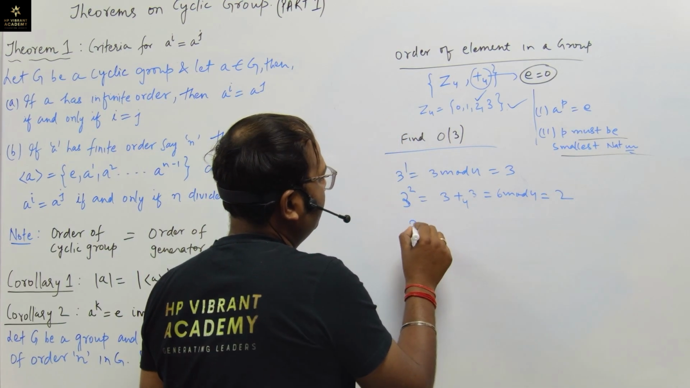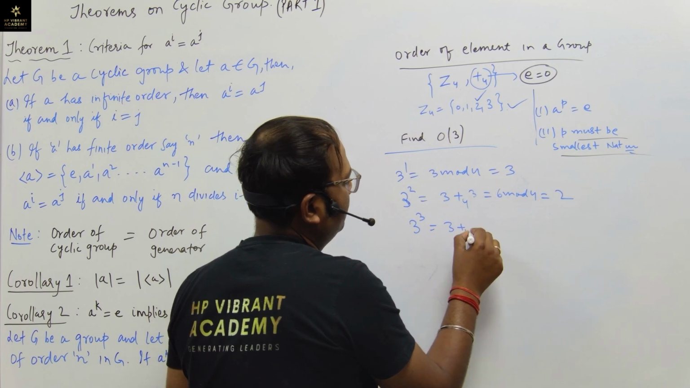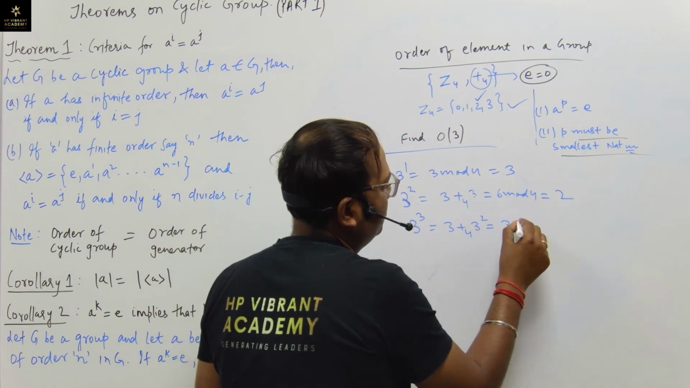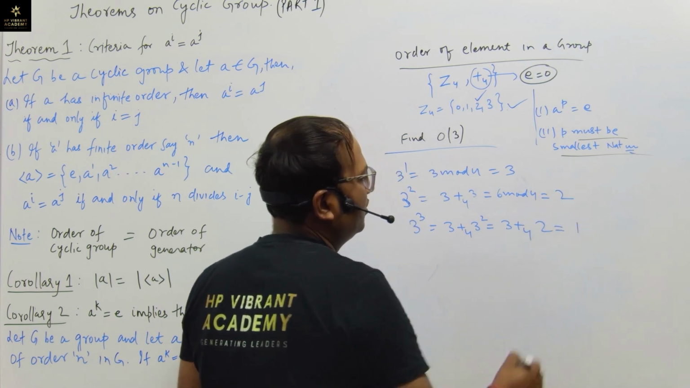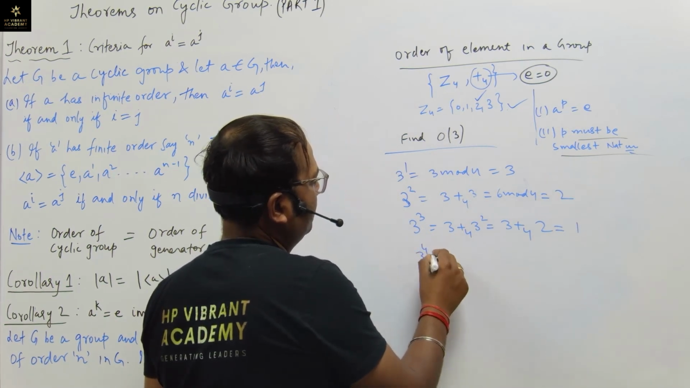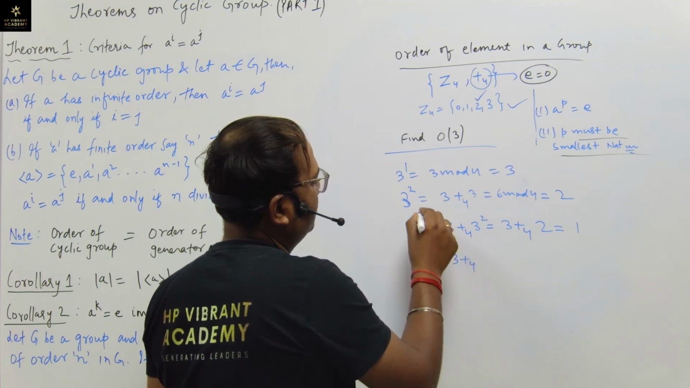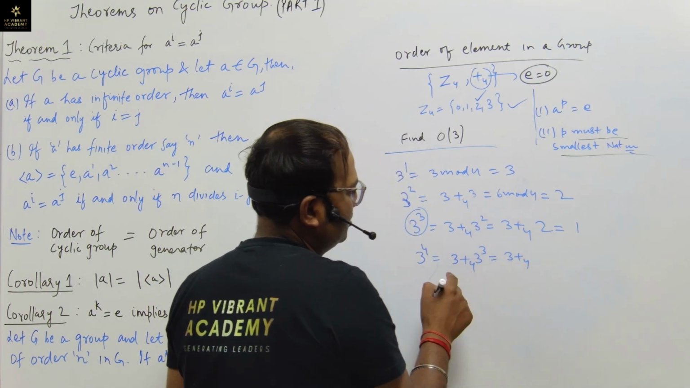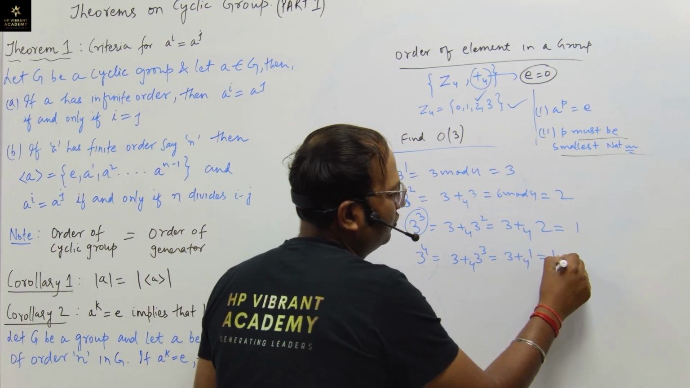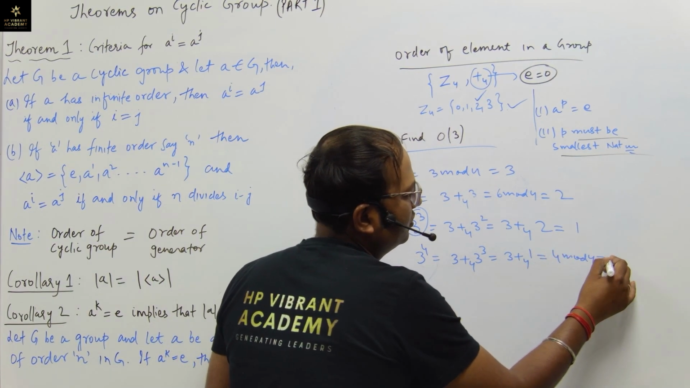And we have 3 to the power 3. This is 3 plus 4 with 3 squared, which is 2. This is 5 mod 4, which means the remainder is 1. Now 3 to the power 4. This is 3 plus 4 with 3 cubed, which is 1. This is 4 mod 4, which is equal to 0.